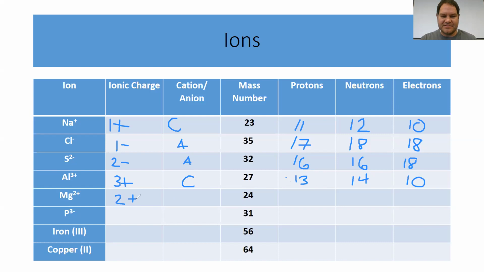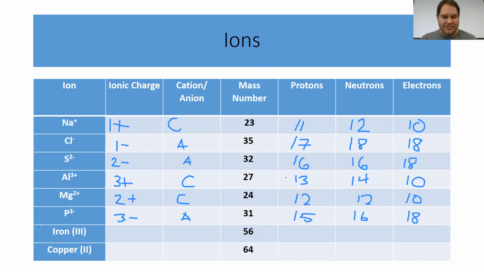Magnesium is 2 plus. It is a cation. Its proton number is 12. It should have 12 neutrons, and it should also have 10 electrons because we have a positive charge. This next one should be a negative 3. It is an anion. According to the periodic table, phosphorus has 15 protons. Therefore, it will have 16 neutrons. And since we're gaining 3 electrons, it should have 18 electrons.